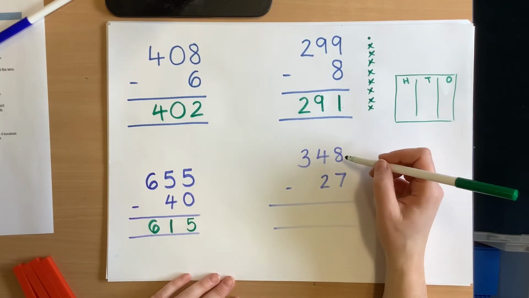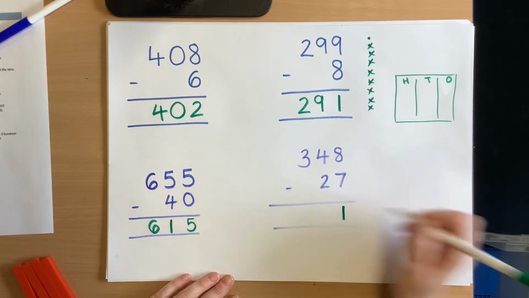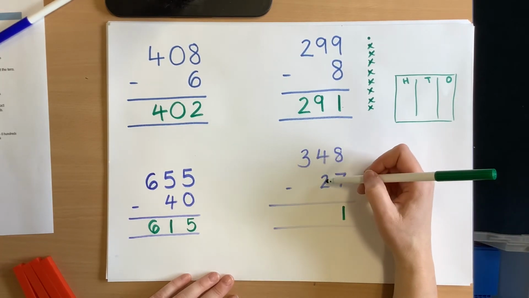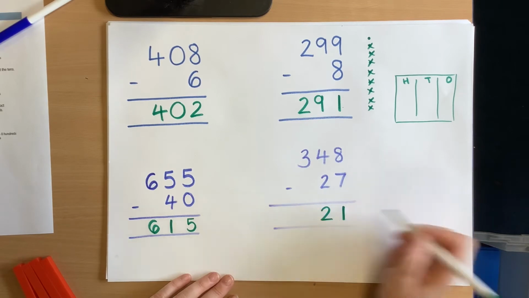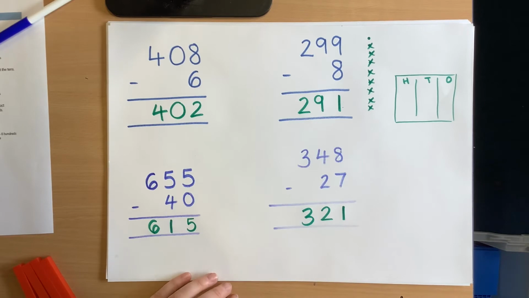Last one. First subtract the ones. 8 ones take away 7 ones is 1 one. 4 tens take away 2 tens is 2 tens. And 3 hundreds take away no hundreds is 3 hundreds. How did you get on?